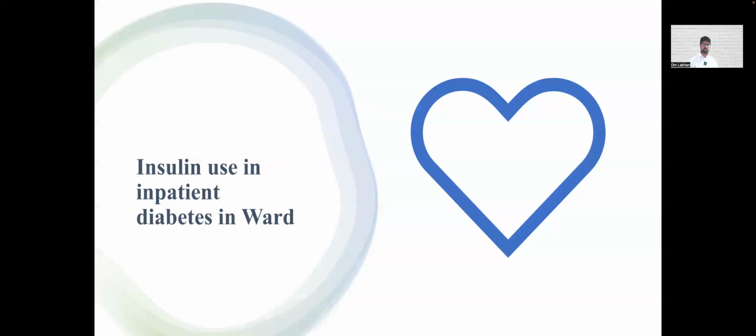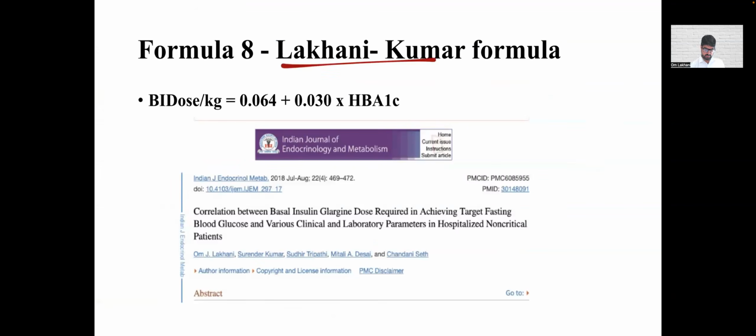Then let's look at the inpatient use in the ward. So how do you construct an insulin regime in an inpatient who is admitted to the ward? Here we have come up with our own formula, which we published in the Indian Journal of Endocrinology and Metabolism. This is based on our study. I've called it the Lakhani Kumar formula. It's named after me and Dr. Surendra Kumar. So the basal insulin dose is 0.064 plus 0.030 into the HbA1c value.